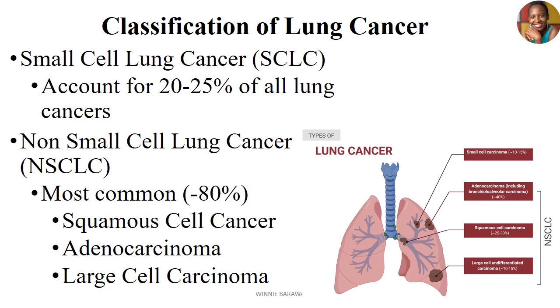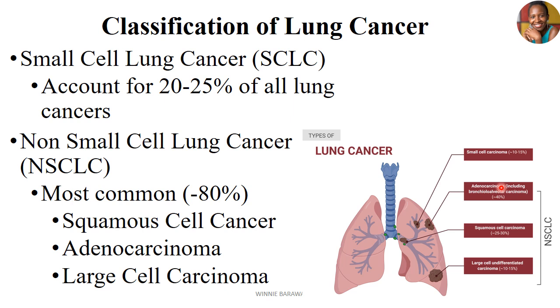So lung cancer is classified into 2 main categories. We have the small cell lung cancer, shortened as SCLC, which accounts for 20 to 25% of all lung cancers. The second classification is the non-small cell lung cancer, written as NSCLC. Non-small cell lung cancer is the most common because it accounts for more than 80% of all lung cancer diagnoses. It comes in 3 types: squamous cell lung cancer, adenocarcinomas, and the large cell carcinomas. So in summary, lung cancer is classified into two, small cell lung cancer and non-small cell lung cancer, where in the non-small cell lung cancer we have squamous cell cancer, adenocarcinoma, and the large cell carcinomas.